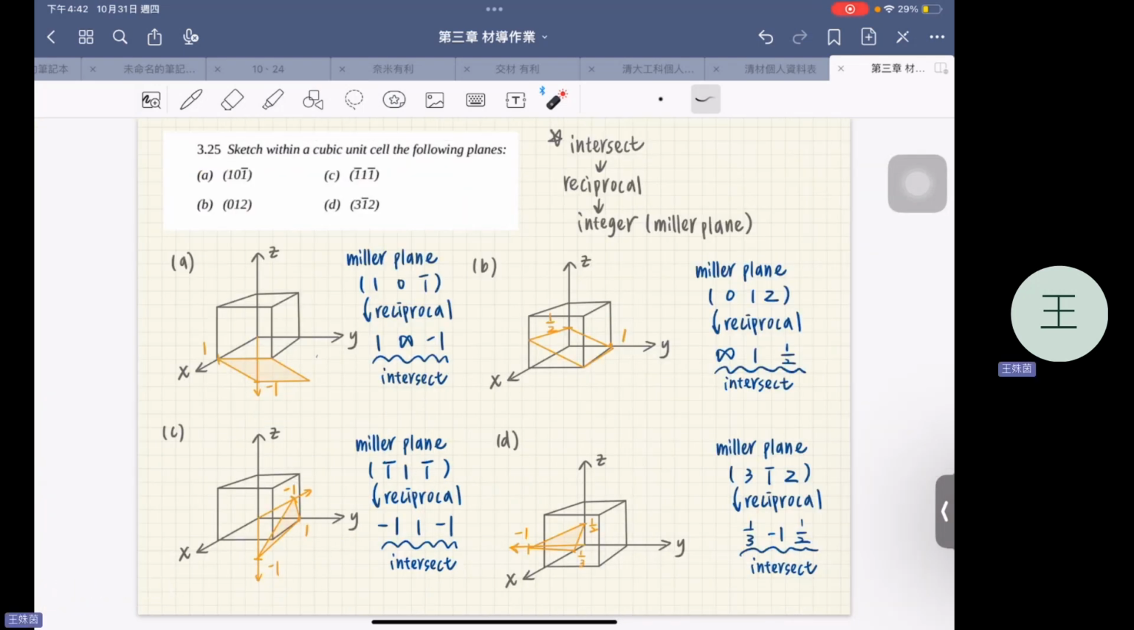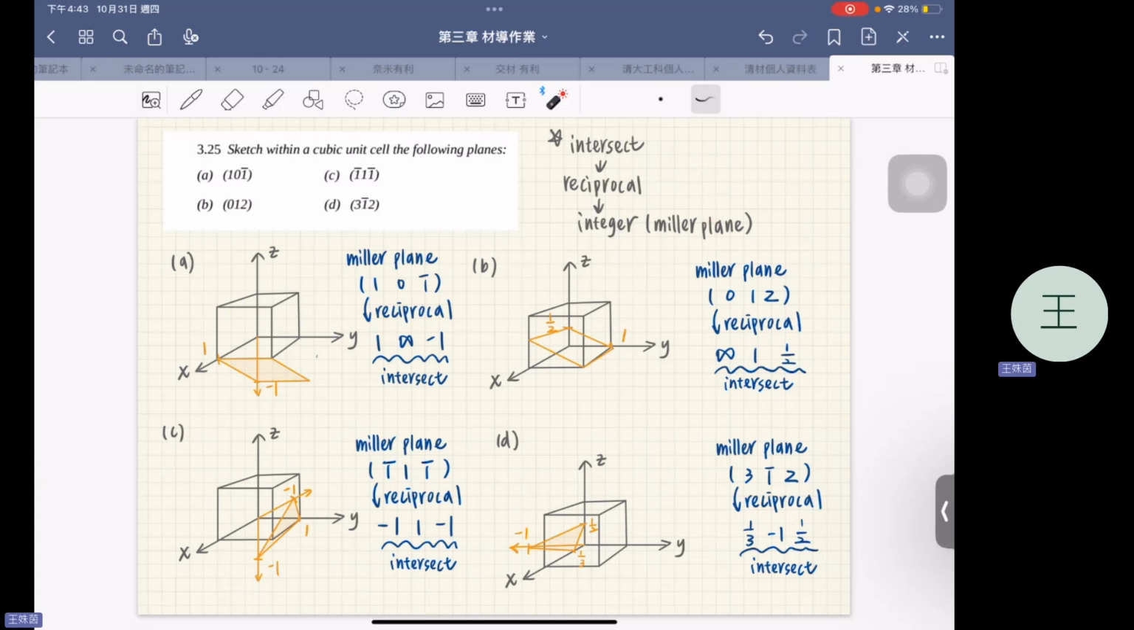For 3.25, we also want to sketch the planes inside a cubic system. Okay, so for you to do the sketching, I think one thing that is important is that if we want to know the middle index of a plane, we first need to know the intercepts of x, y, z, and then we do the reciprocal, and then we turn it into an integer. Okay, so if we want to draw the plane, we also do the same thing, but in a backward type.